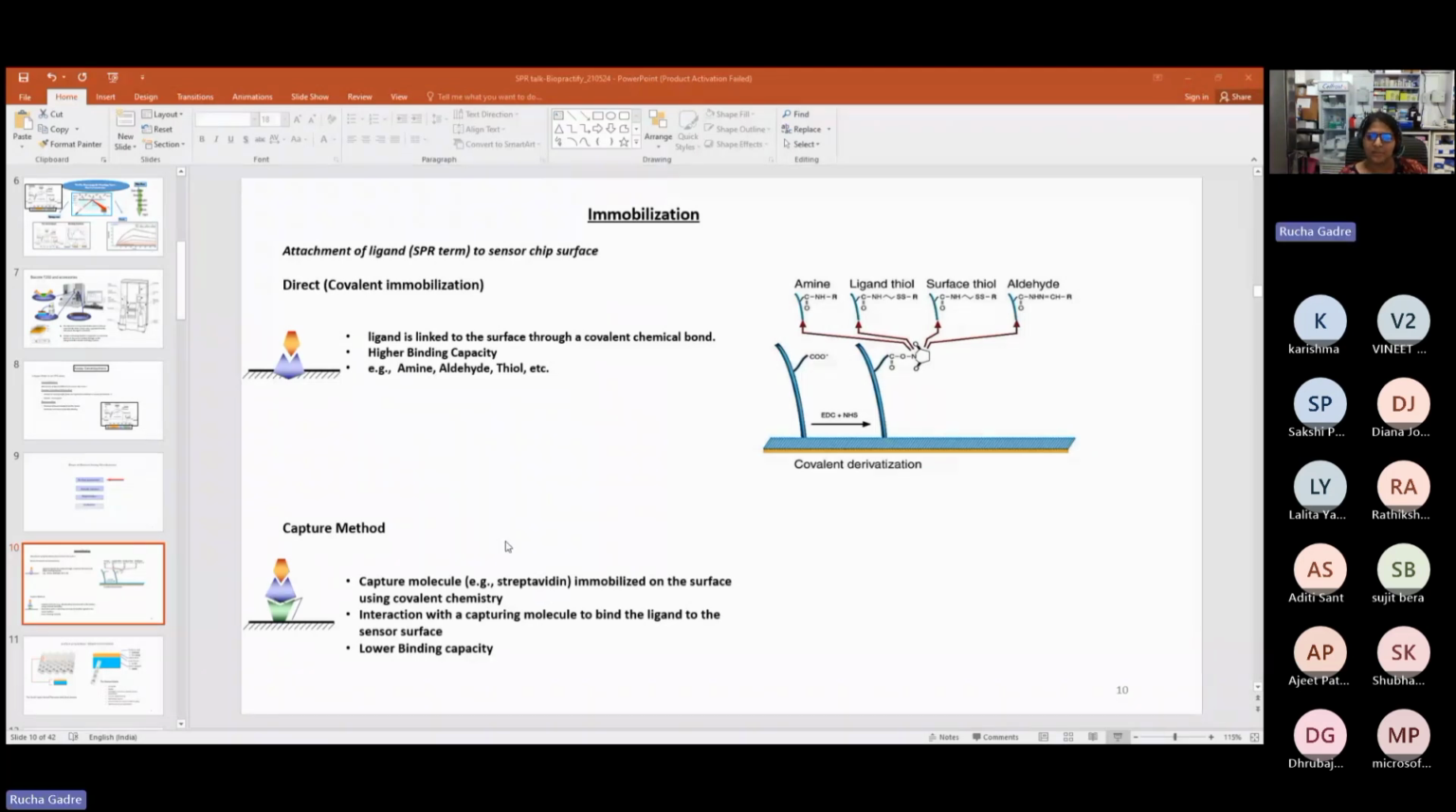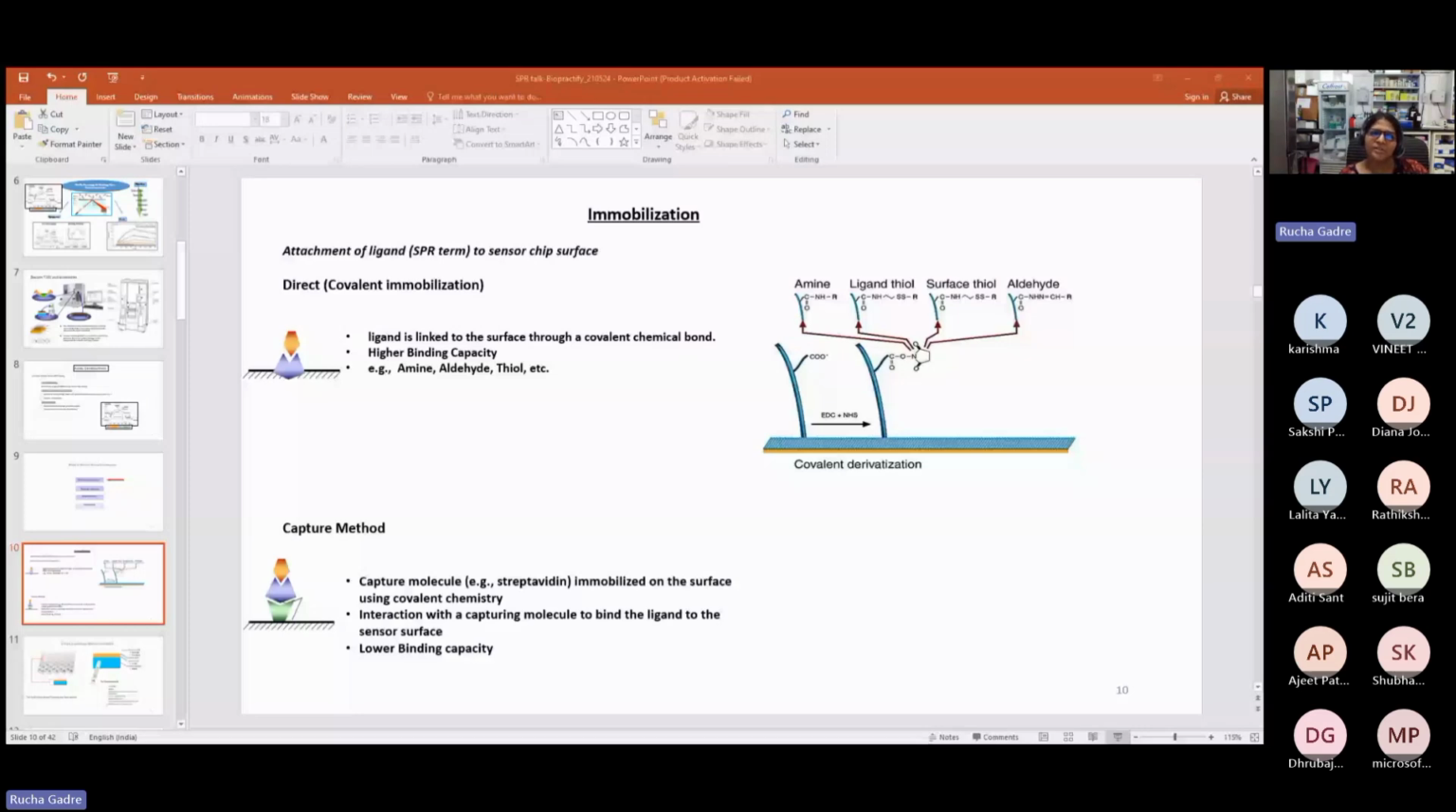Because it provides metal plasmons, and it is inert in nature. And why dextran? Because it is flexible, has less non-specific binding, has high binding capacity, and is more stable. That's why the dextran matrix is used.